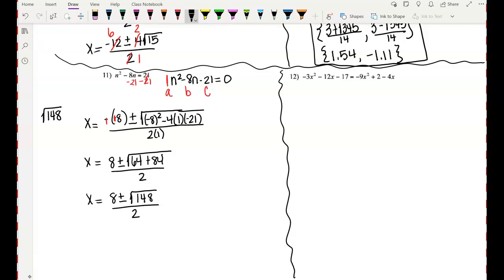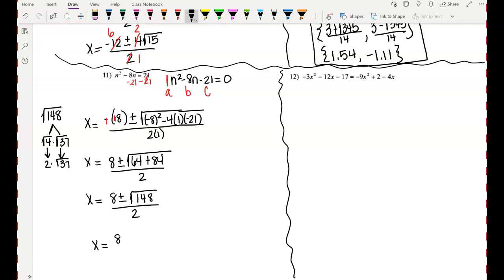I have 2 times 74. Let's see if it's divisible by 4. 4 times 37. So the square root of 4 times the square root of 37. Square root of 4 is 2. Square root of 37 can't be simplified, so we will replace that square root of 148 with 2 radical 37.